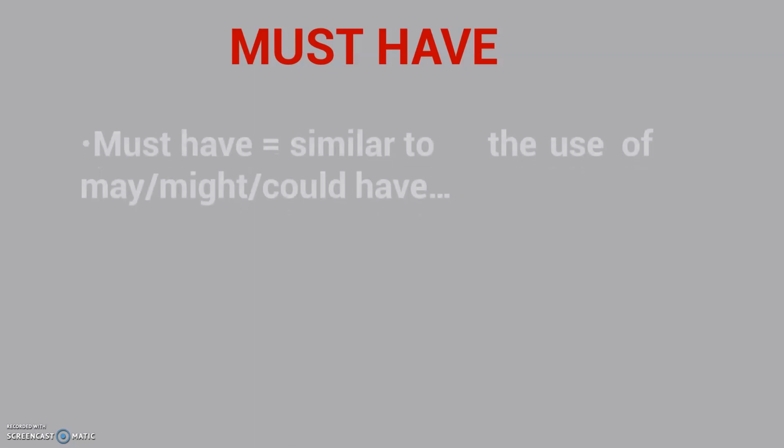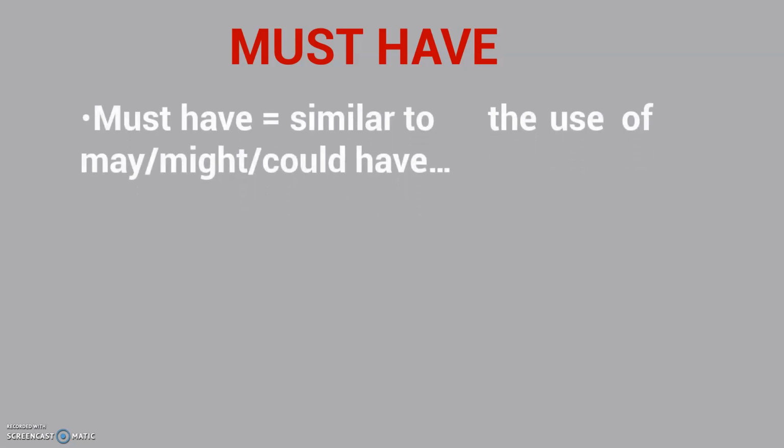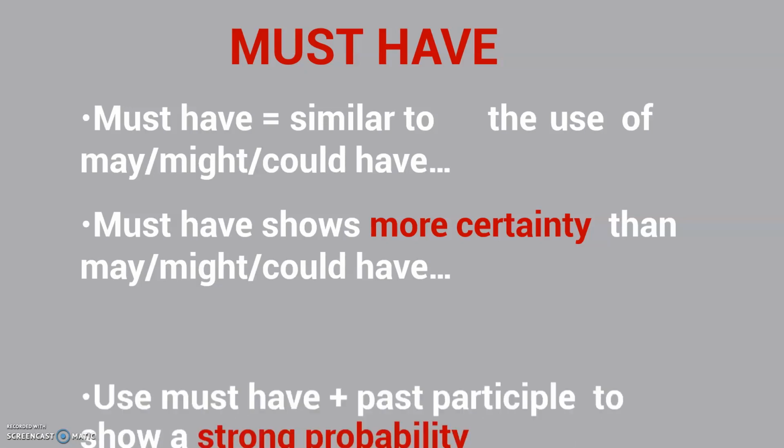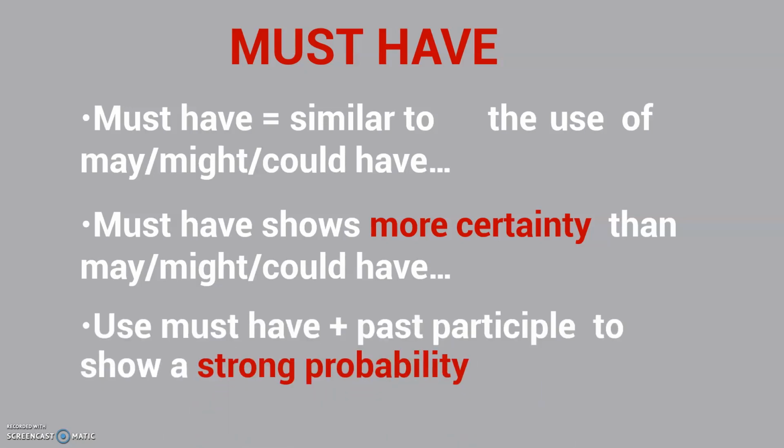Now, let's look at another modal. We're going to have must have. Difference from must in the present and in the past is that in the present it is an obligation. In the past, this is not an obligation. In the past, it is really similar to the use of may, might, and could, but it shows more certainty than the others. And we use must have plus the past participle to show a strong probability.